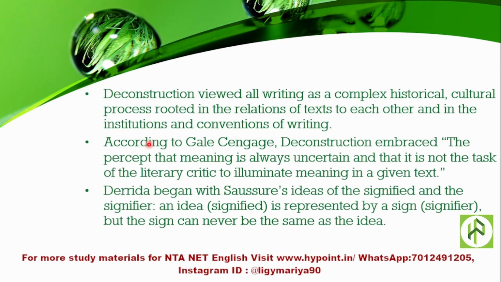According to Gayle Sengage, deconstruction embraced the precept that meaning is always uncertain. So when you cannot arrive at an ultimate signifier, how can you define something? How can you arrive at an ultimate meaning? So meaning is always postponed, deferred, as we will learn later, and it is always uncertain.